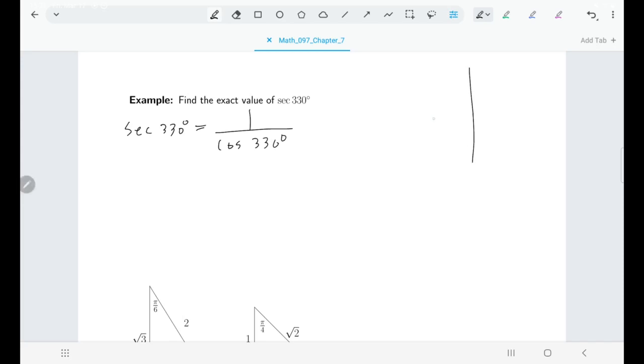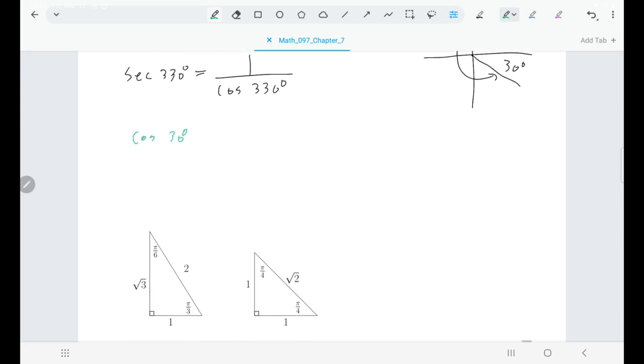And for 330 degrees, we know where that is. 330 degrees is over here in quadrant 4, and it should have a reference angle of 30 degrees. So let's do our work here. First, thinking about what is cosine of 30 degrees. And for 30 degrees, pi over 6, cosine is adjacent over hypotenuse, or root 3 over 2.